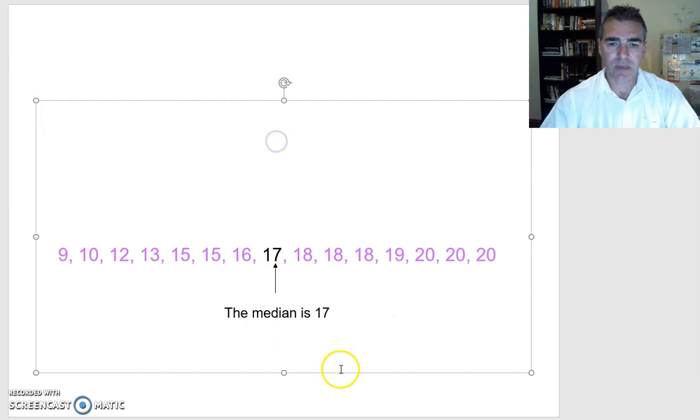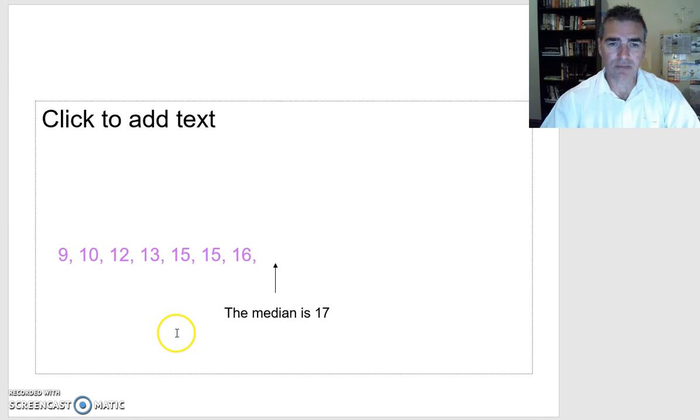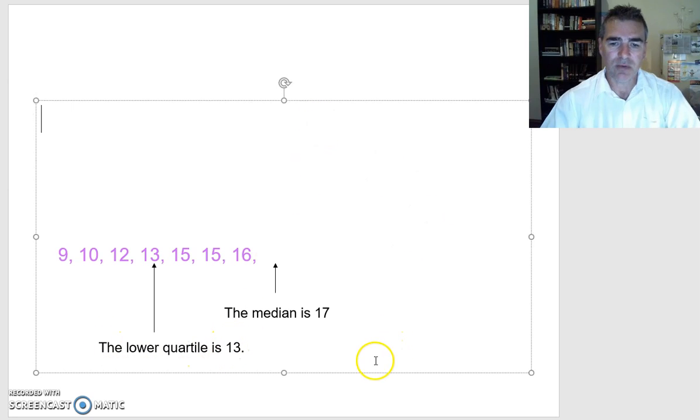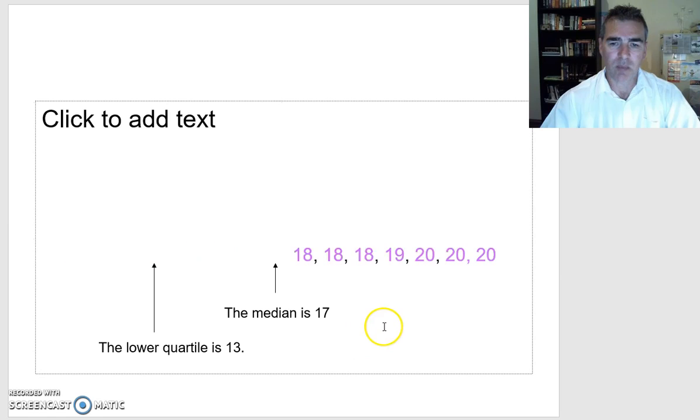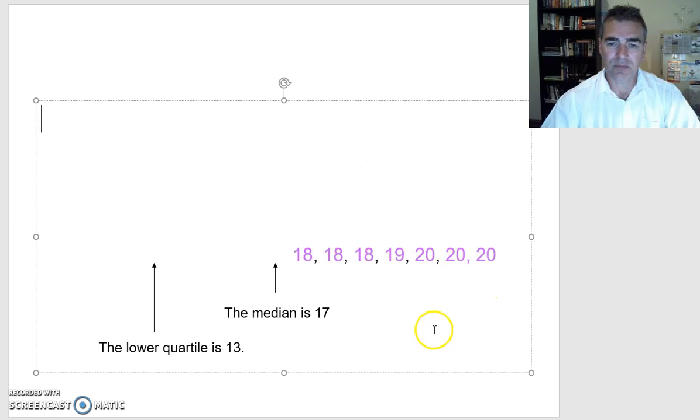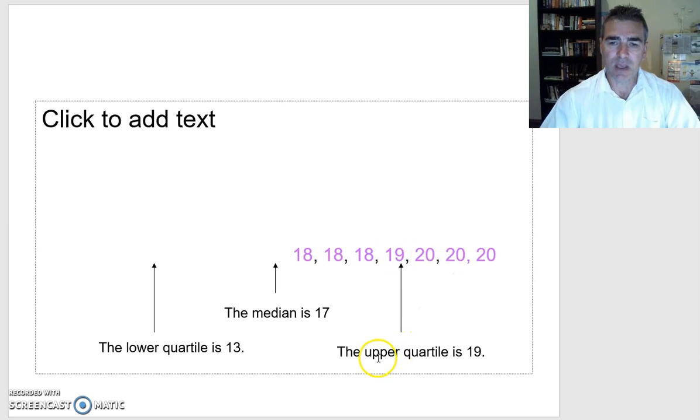So we do that, and then we keep going. We now have 7 scores below and 7 scores above. So we're going to find the median of this lower set, which will give us the lower quartile. So we get our lower quartile of 13. And then we can do the same for our upper quartile. Take this upper group and we find the median of that. And our upper quartile is 19.